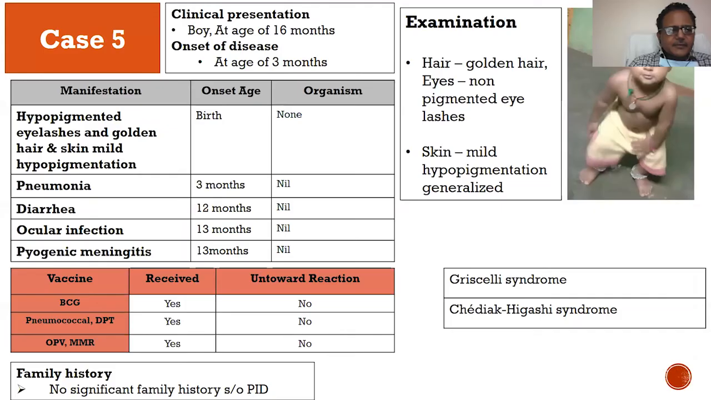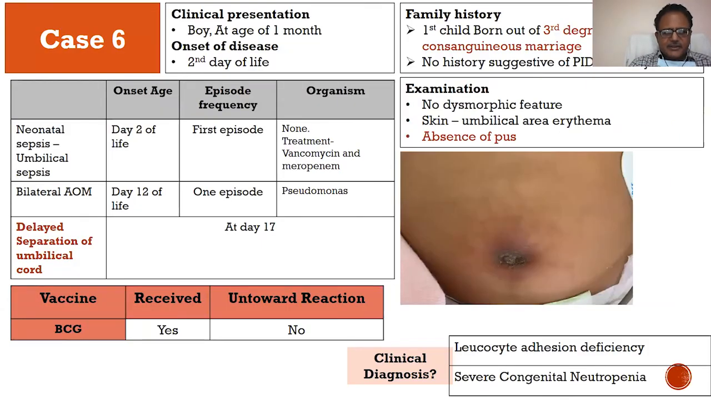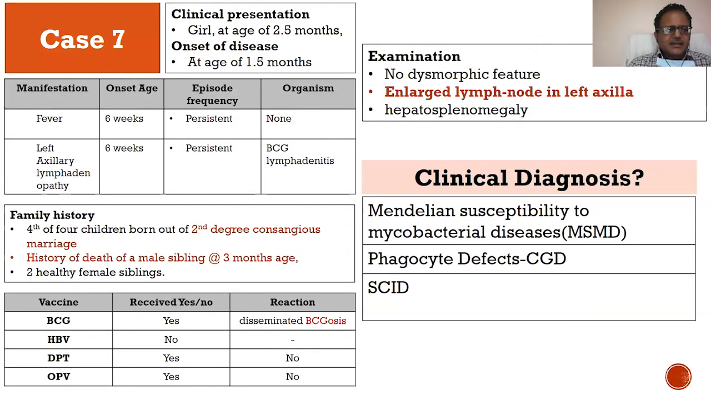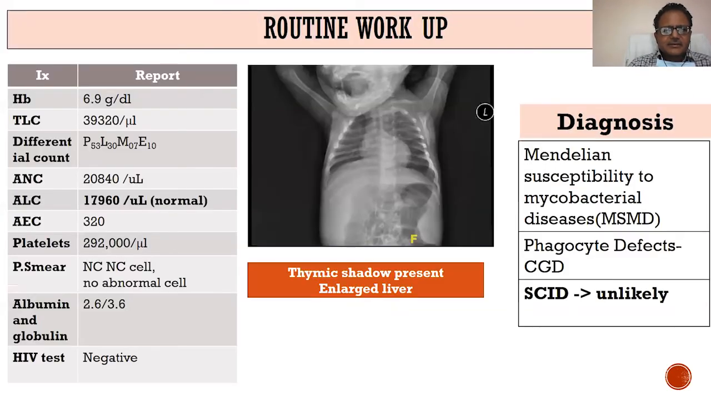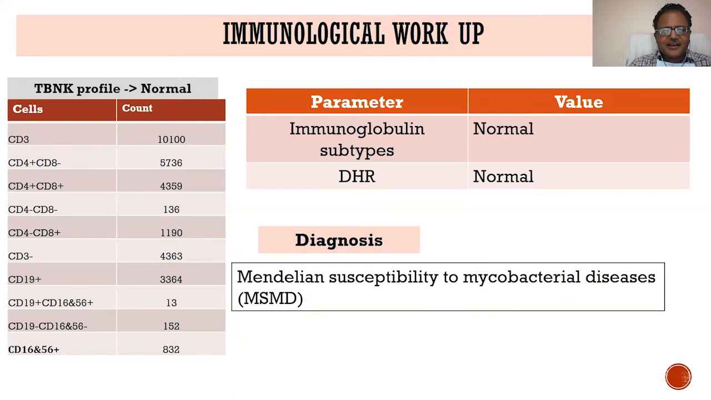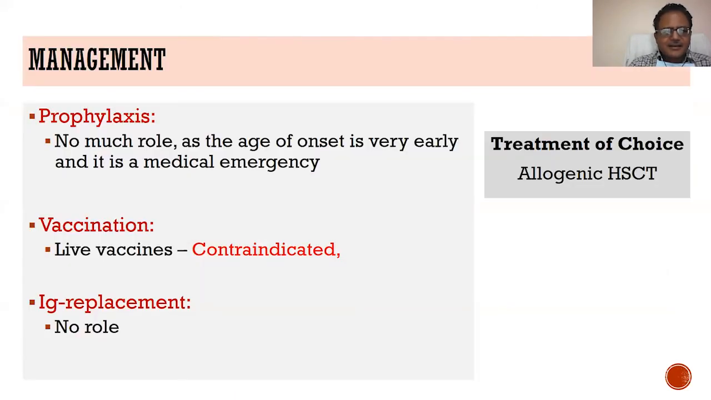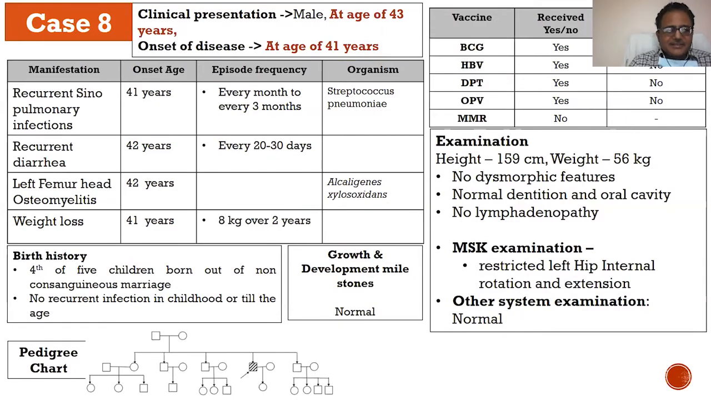So coming to our last case, the phenocopy, we have presented that in a few places. We have certain people who present like this. He's a patient of 43 years of age. His disease onset was at 41 years. Recurrent pulmonary infections and diarrhea. And he had osteomyelitis with one funny organism called Alcaligenes xylosoxidans. He was perfectly all right till 41 years of age. His vaccination was normal, everything was normal. He had osteomyelitis of the left joint.